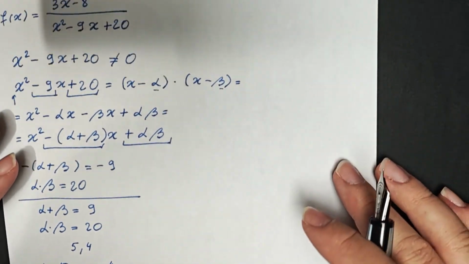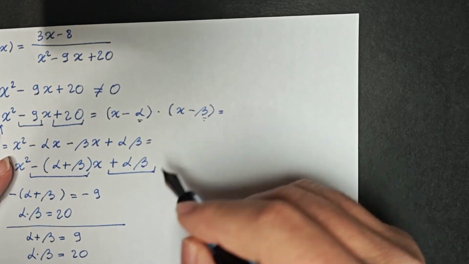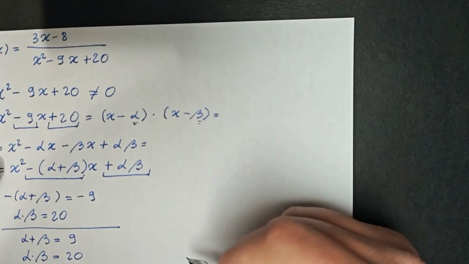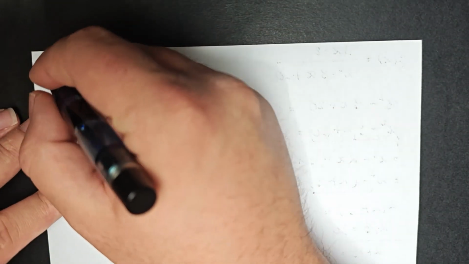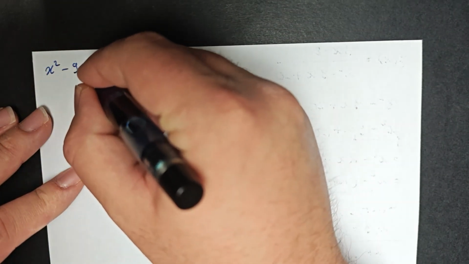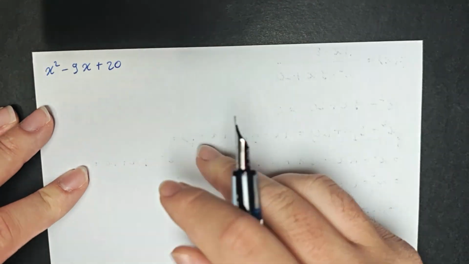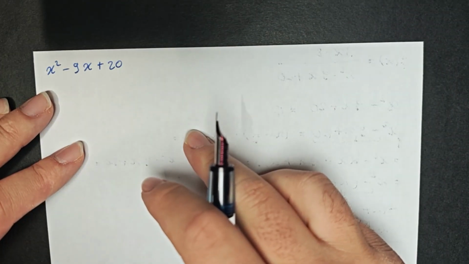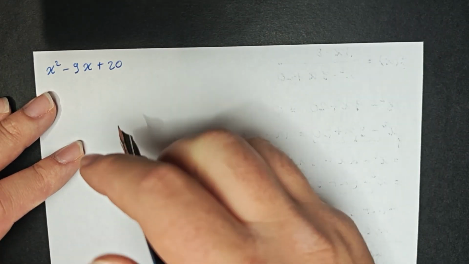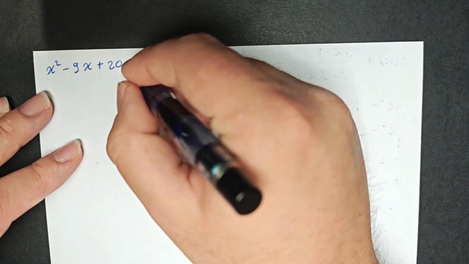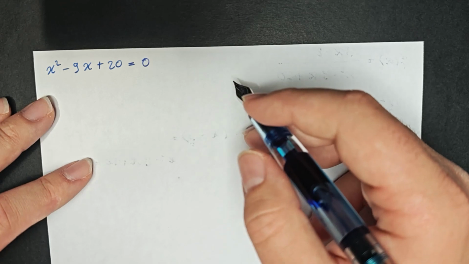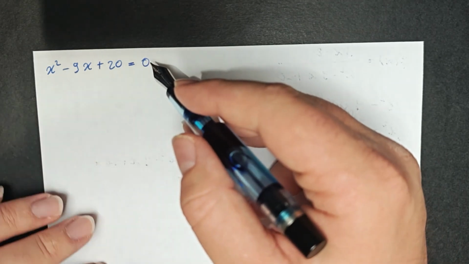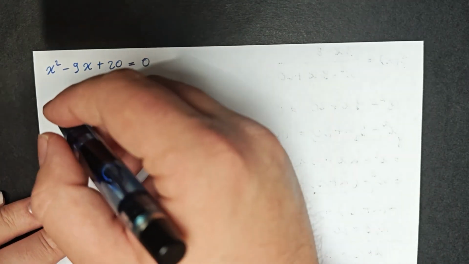Of course, there is another method to find these numbers alpha and beta. Let me show that quickly for you. So we are dealing with x squared minus 9x plus 20, and in order to factor out this trinomial, we need to find its roots. The simplest way to find that is by making this to be equal to 0. So let's find the zeros of this trinomial.